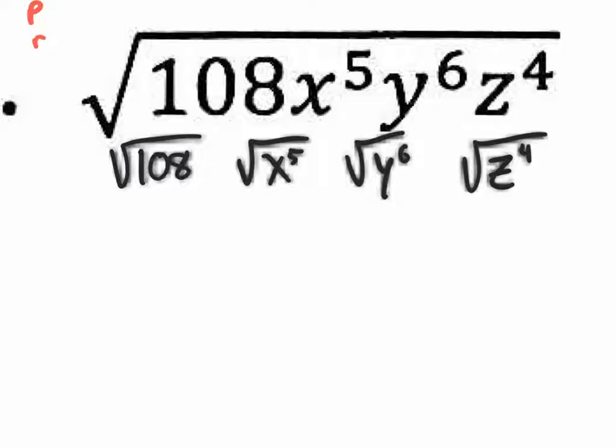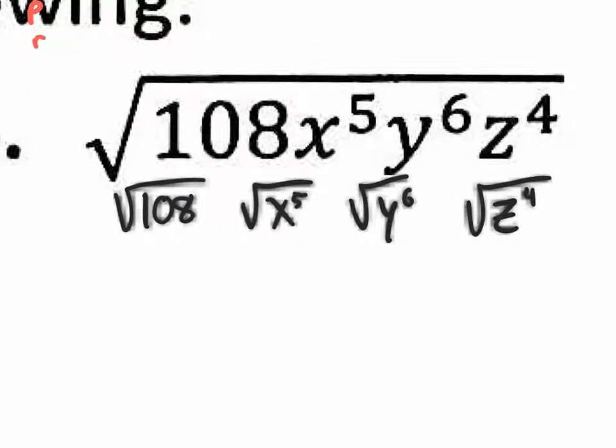Now, the square root of 108. 108 is not a perfect square number, right? Since we're dealing with a square root here, we could think of our perfect square numbers, which are 4, 9, 16, 25, 36, 49, 64, 81, and so on, right? 100, 121. But anyway, the 108, it's not a perfect square number. It's not up there on that list. So I need to rewrite it with multiplication to get one of these numbers up on the list.